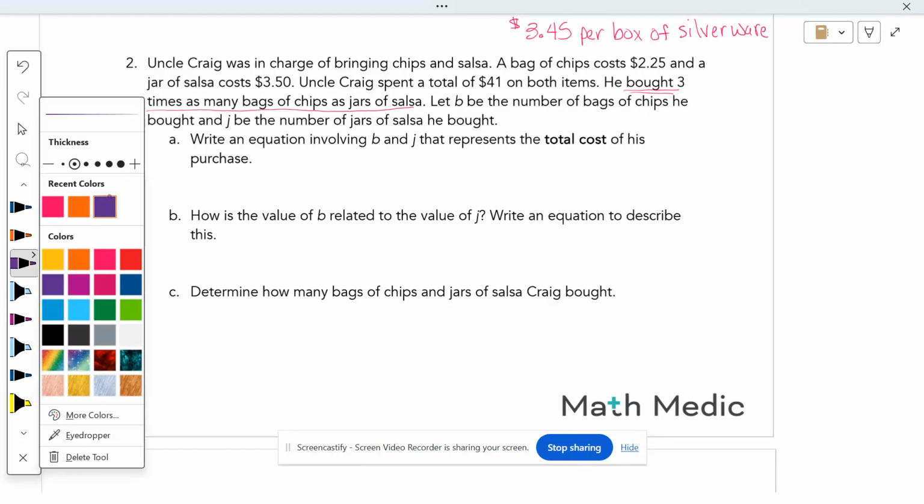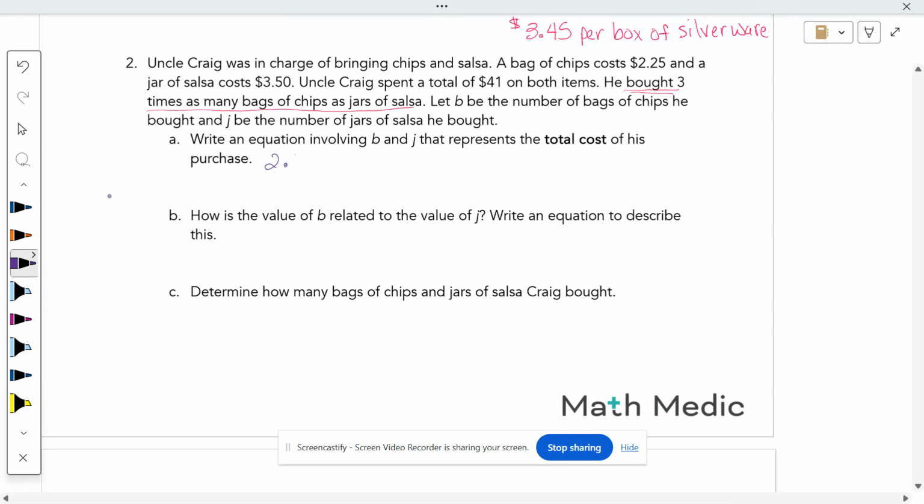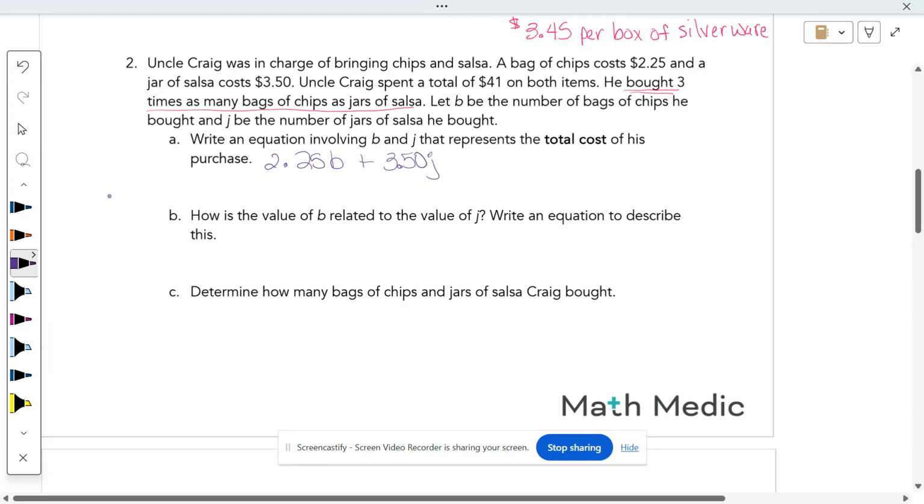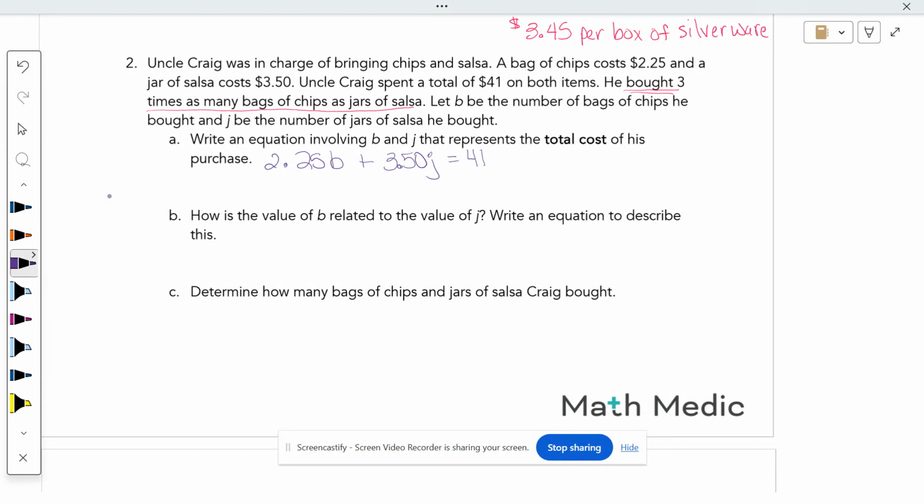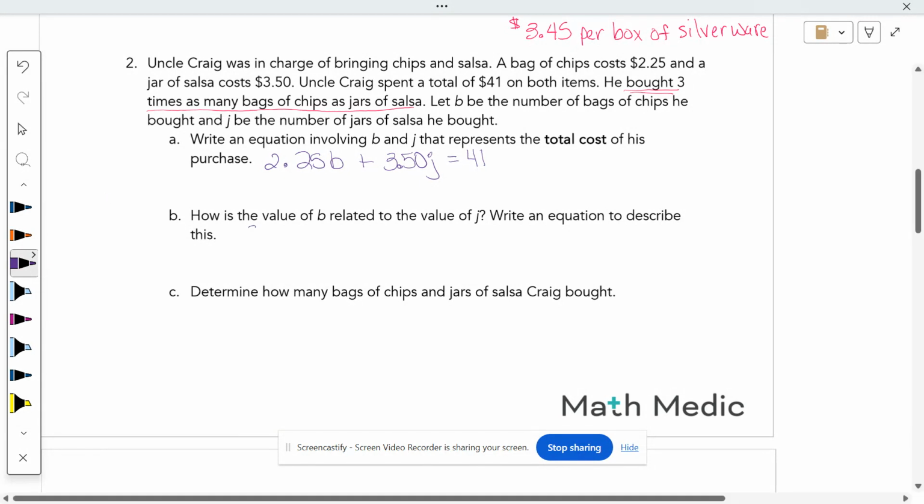Well, he spent $2.25 per bag of chips plus $3.50 per jar of salsa for a total of $41. We also know that the value of B is related to J. How? Well, it says that he bought 3 times the number.